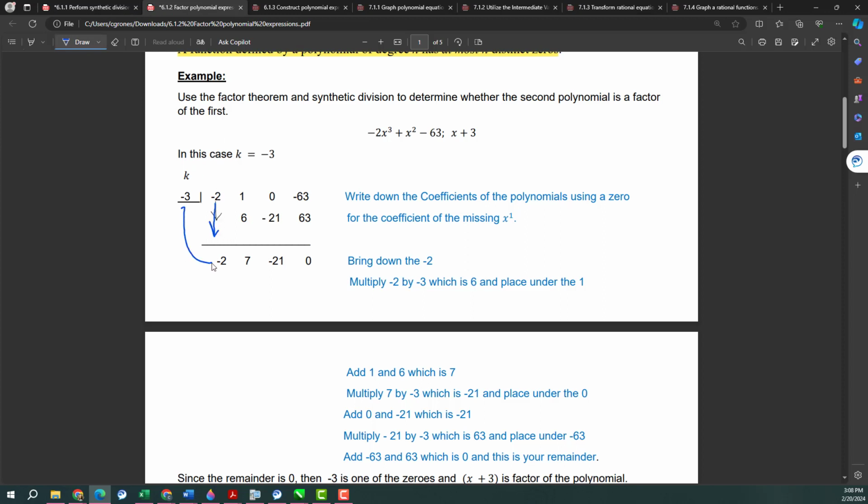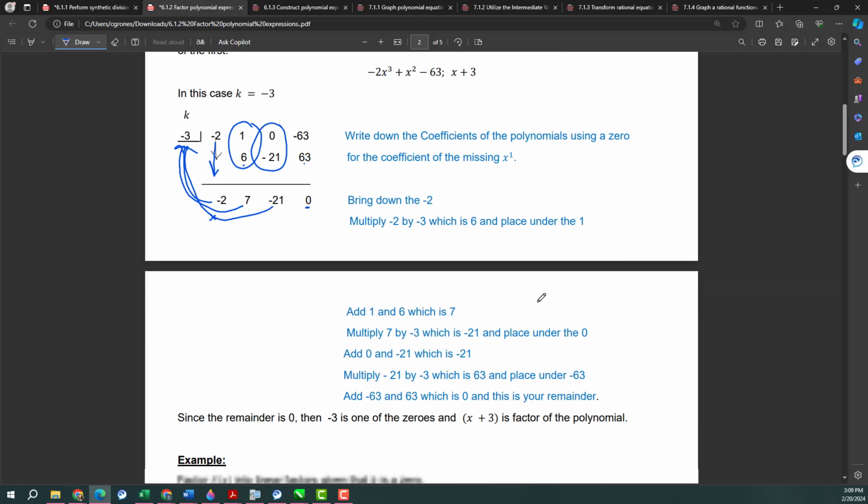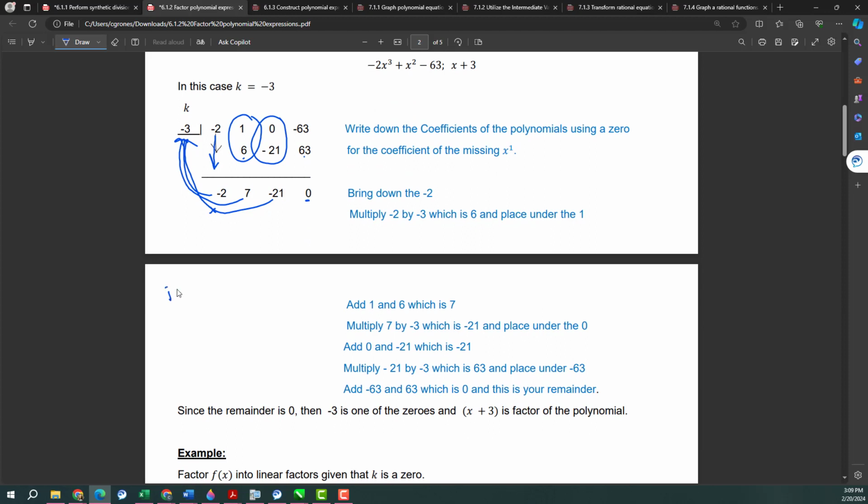And we're going to multiply this by -3. Remember, this has to be in the form x minus k, so this has to be negative. -2 times -3 gives us a +6. We add these two together and we get +7. 7 times -3, we get -21. Add it to the 0 and it's still -21. Now we're going to multiply -21 by -3 and we get +63. So 0 is our remainder.